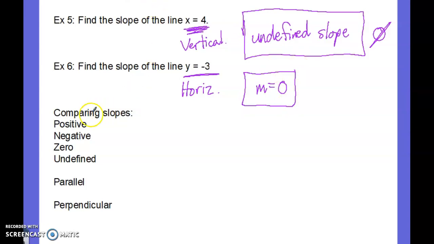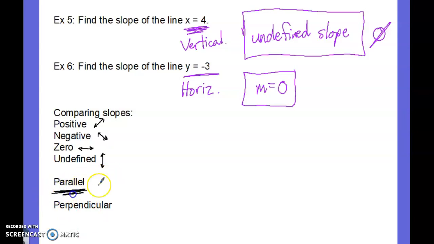Just please avoid writing no slope. I don't like it. So comparing slopes, just so we're aware, positive slopes are slopes that go up and to the right. I like to explain everything is to the right because we're always moving forward. Negative slopes are down and to the right. We already talked about zero slopes are horizontal lines, and undefined slopes are vertical lines.